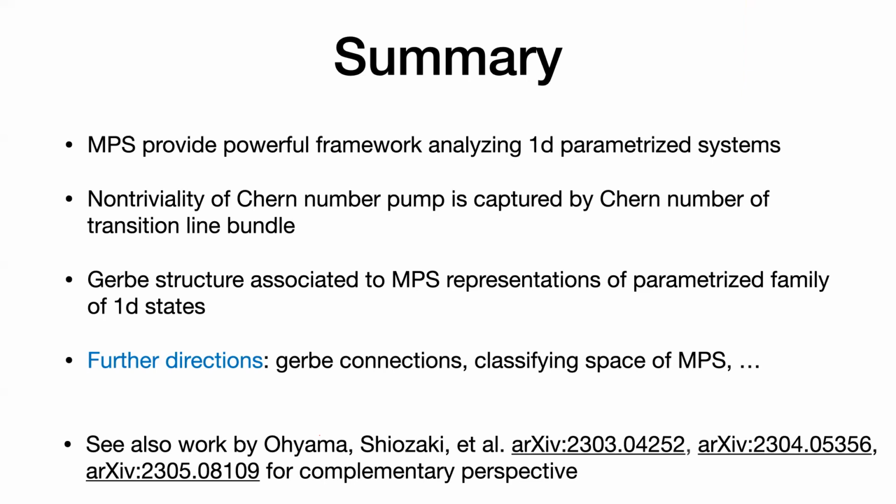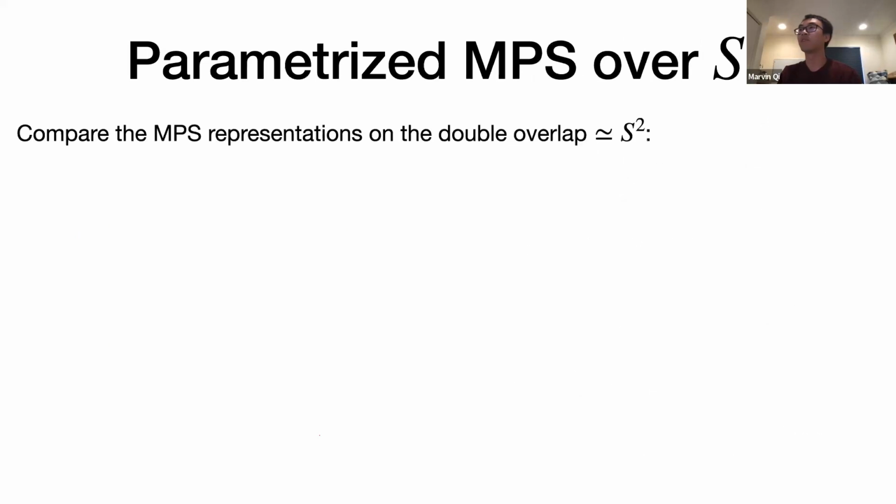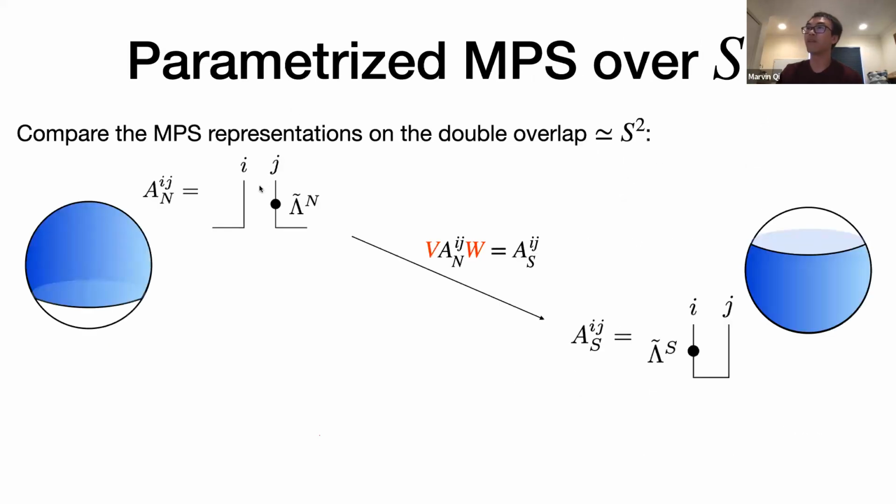I have a question. This Chern number and other things are some kind of Z-valued topological invariants. I imagine those gerbs can probably also have some kind of Z_n value invariance, like Z2 or Z3. Yeah, good. One thing I didn't mention: in this Chern number pump example, the MPS on the upper hemisphere and the MPS on the lower hemisphere have different bond dimension. That turns out to be essential to capture the Z invariance.